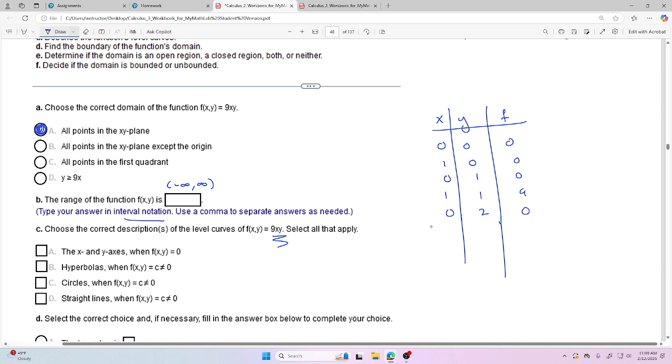0. Let's do 1 and 2. So 1 times 2 times 9, 18. And then 2 and 2, so 2 times 2 times 9, 36. Very good. And then I have to start over. 2 times 0 is 0, because anything times 0 is 0. 2 times 1 times 9 is 18 again, and we already have the 2, 2. I haven't even done negatives yet.